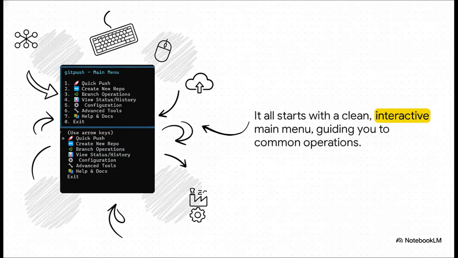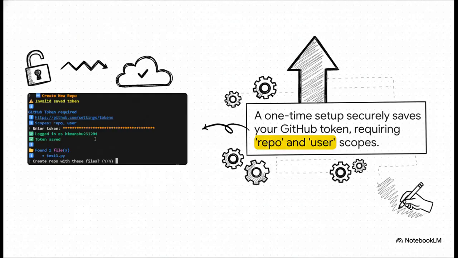Okay, so instead of trying to remember a bunch of different commands, you just type run git and you're greeted with this beautiful interactive menu. As you can see, all the common stuff is right there. Quick push, create a new repo, branch operations. It just guides you right through it. Now, to let the tool create repos for you, there's a really quick one-time setup. You just generate a personal access token from your GitHub account, which is kind of like a secure password for apps. Give it the right permissions, paste it in one time, and RunGit takes care of it from then on.